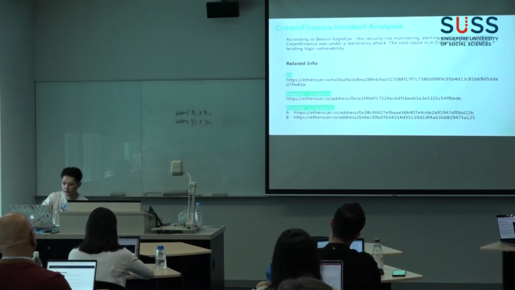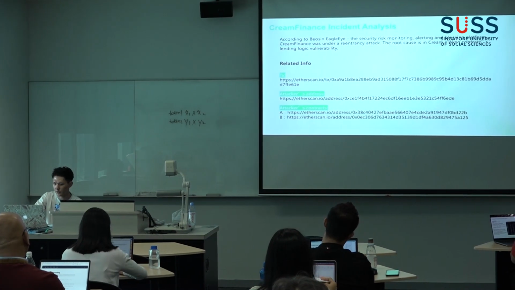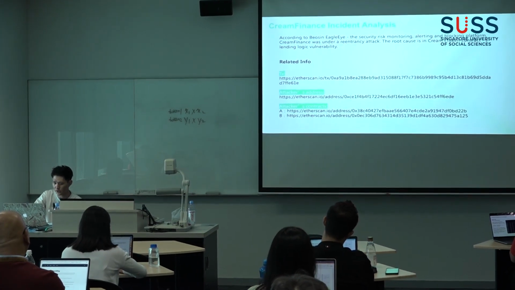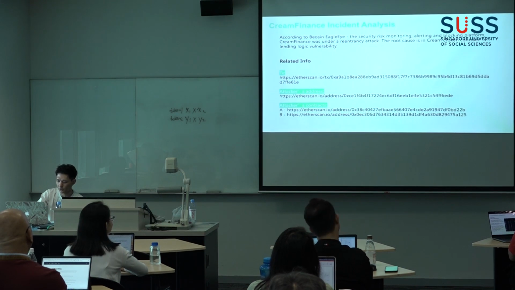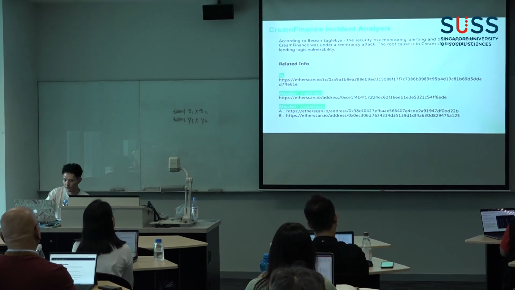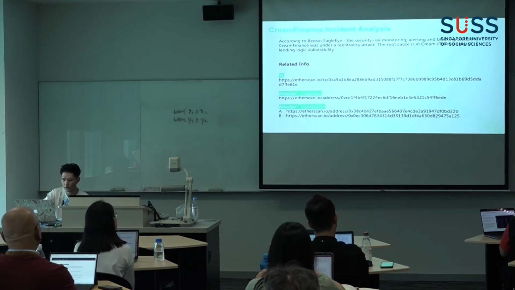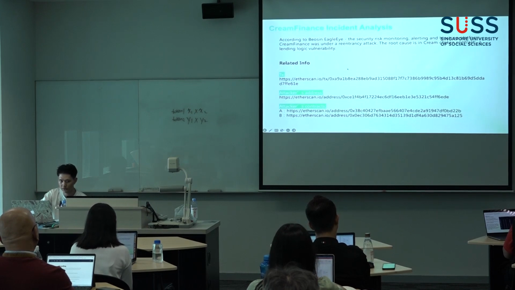And our system detected a potential malicious transaction when the attack happened. The root cause is a lending logic vulnerability in the Cream cToken contract. In this case, the transaction is on Ethereum, so you can view the transaction in Etherscan.